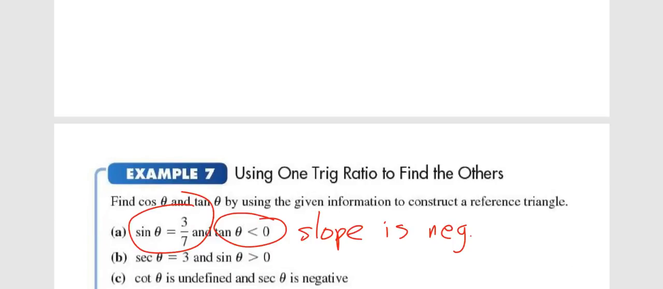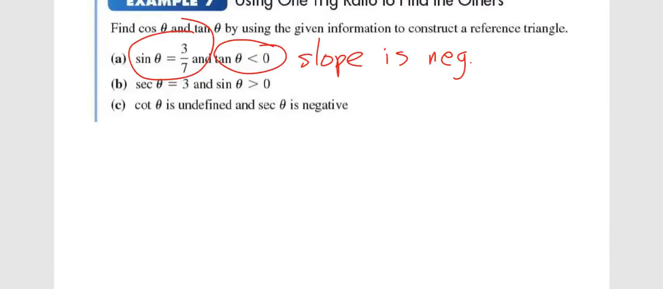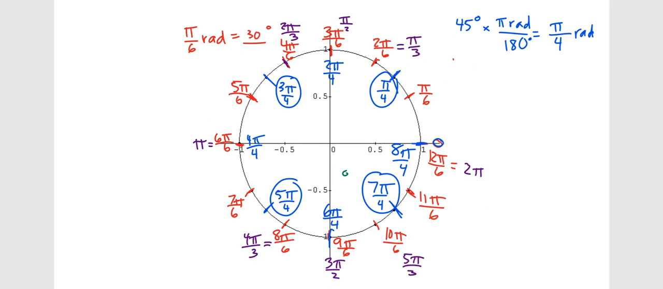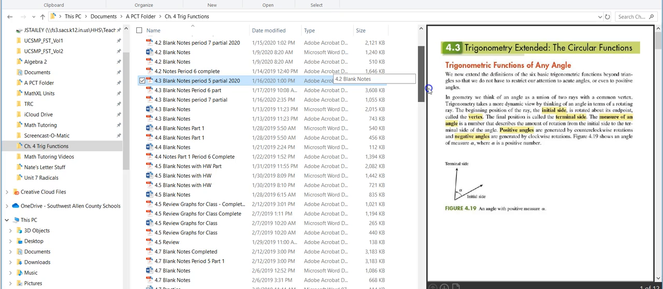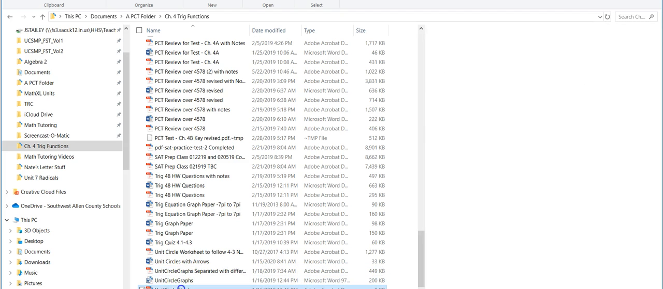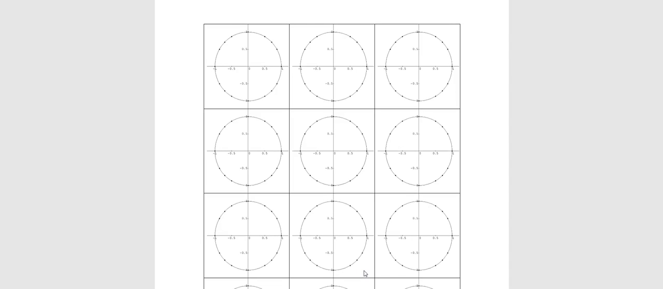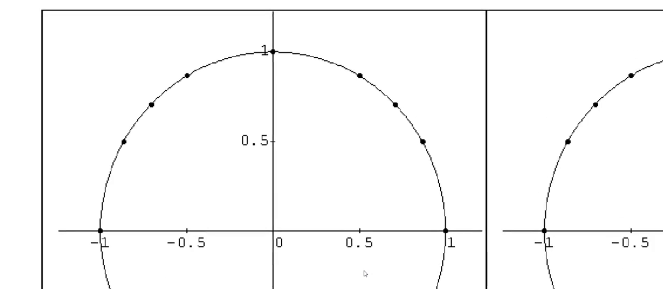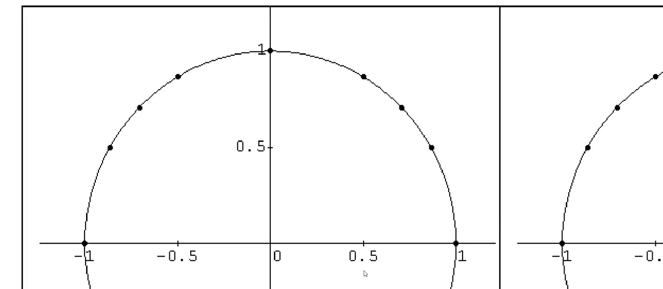Pause because I think I need to bring up a different page for you. Yep, I need to bring up a different page. Okay.